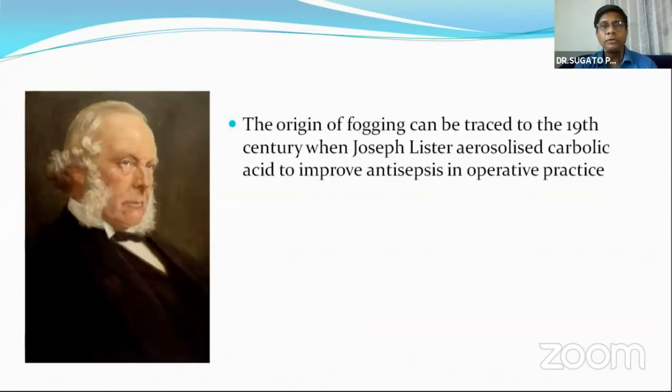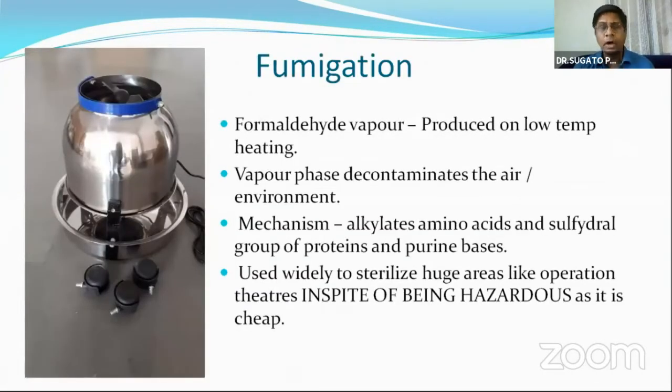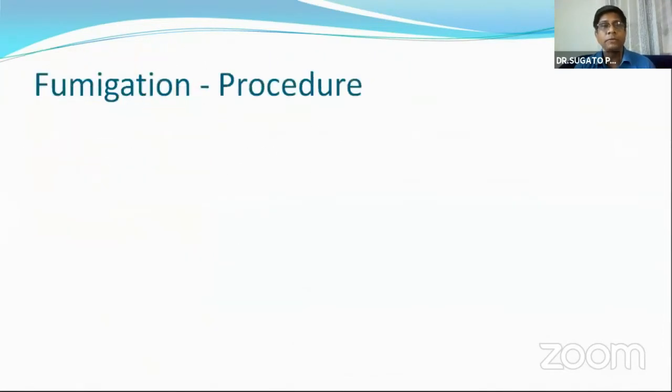Now, coming to fumigation, we can trace back to Joseph Lister, who used aerosolized carbolic acid back in the 19th century. And still today, formaldehyde vapor, which is produced from formalin, is used, which actually alkylates the amino and sulfhydryl groups of proteins and purine bases. And in spite of being hazardous, because it's cheap, it's being used in a lot of places.